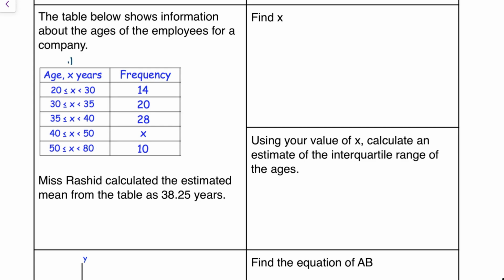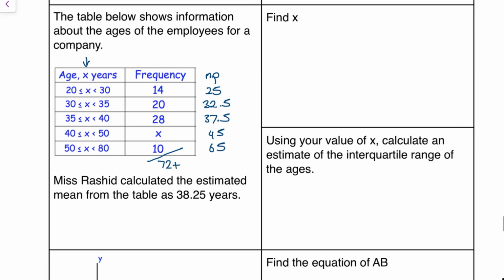First of all, it is a grouped frequency table, so I'm going to need the midpoints. So my midpoints are going to be 25, even worse, 32.5, 37.5, 45, and 80 plus 50 is going to give me 130 divided by 2 is 65. Okay, then, it hasn't even got bad yet, I'm also going to need the total frequency. I'm going to get my calculator out, I'm not going to mess this up. So 14 plus 20 plus 28 plus 10 is going to give me 72 plus x.